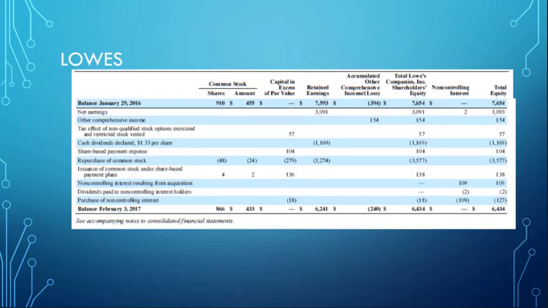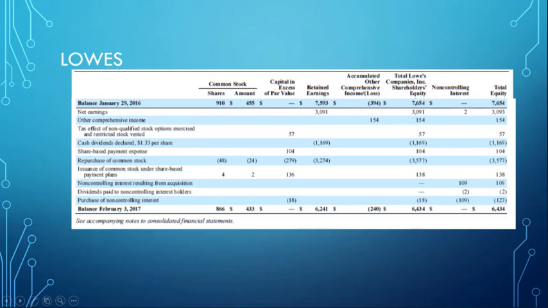Lowe's uses the par value method. They bought stock back. Notice they have no column for treasury stock. Instead, they reduce the number of shares and debit the amount of common stock. Debit common stock makes it go down because the normal balance is a credit.